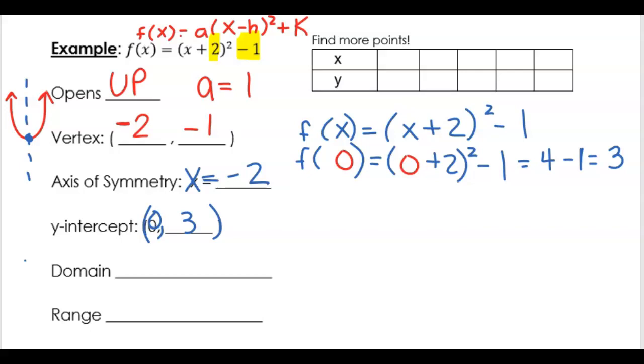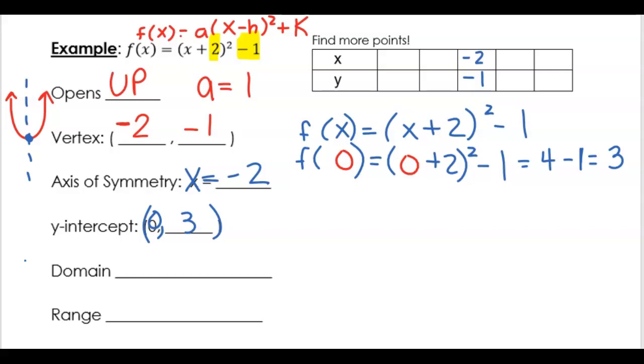Well, in order to draw the graph, we need more points. So we're going to make a table, and we're going to find more points, and we're going to put the vertex point in the middle of the table. So make yourself a little table on your paper and put the vertex point in the middle. We want the vertex point in the middle because we want the points that are close to the vertex point.